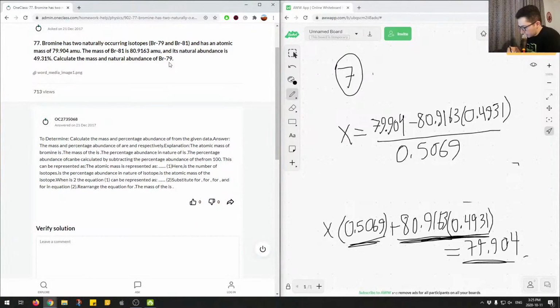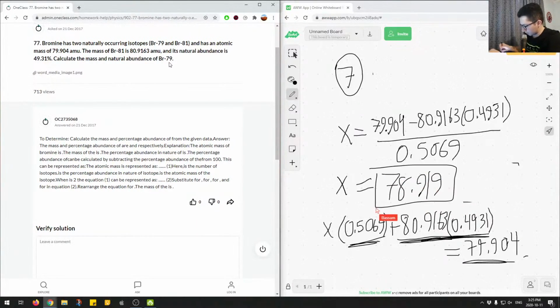Here we just plug this into our calculator to get the mass of bromine 79. So 79.904 minus 80.9163 times 0.4931, divided by 0.5069. And we end up with 78.919. That's the answer to the second component, the mass of bromine 79.